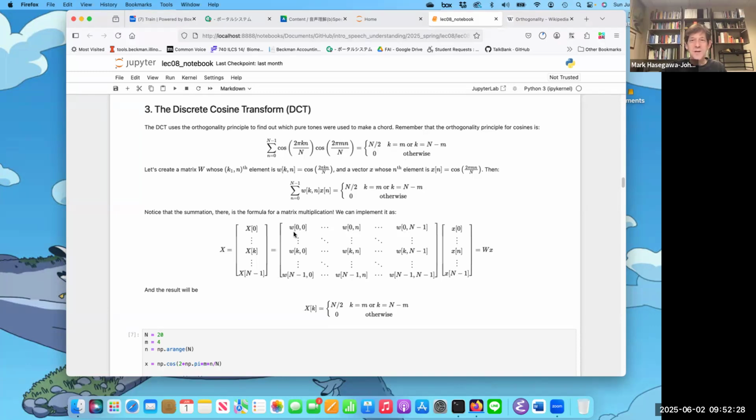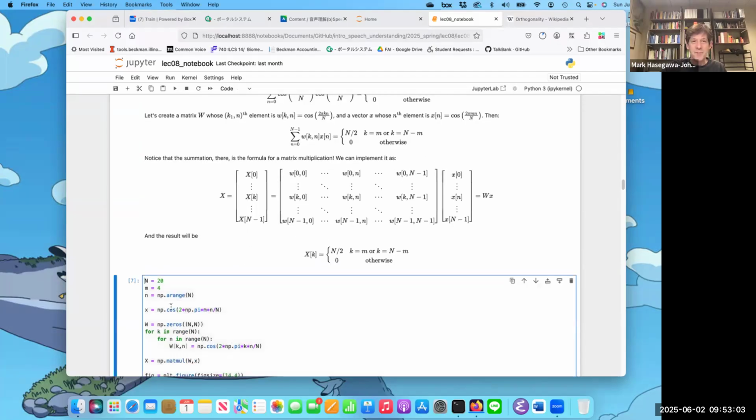And so we can do that by basically creating a matrix. We create a matrix where each row of this matrix is one of these pure tones. The first row will be a cosine at the frequency 0. The kth row will be the cosine at the frequency k. And the capital nth row will be a cosine at the frequency capital N minus 1. And we'll multiply this matrix times the input, and the output will be a whole bunch of zeros, except at the particular frequencies where we have some cosine in the input.